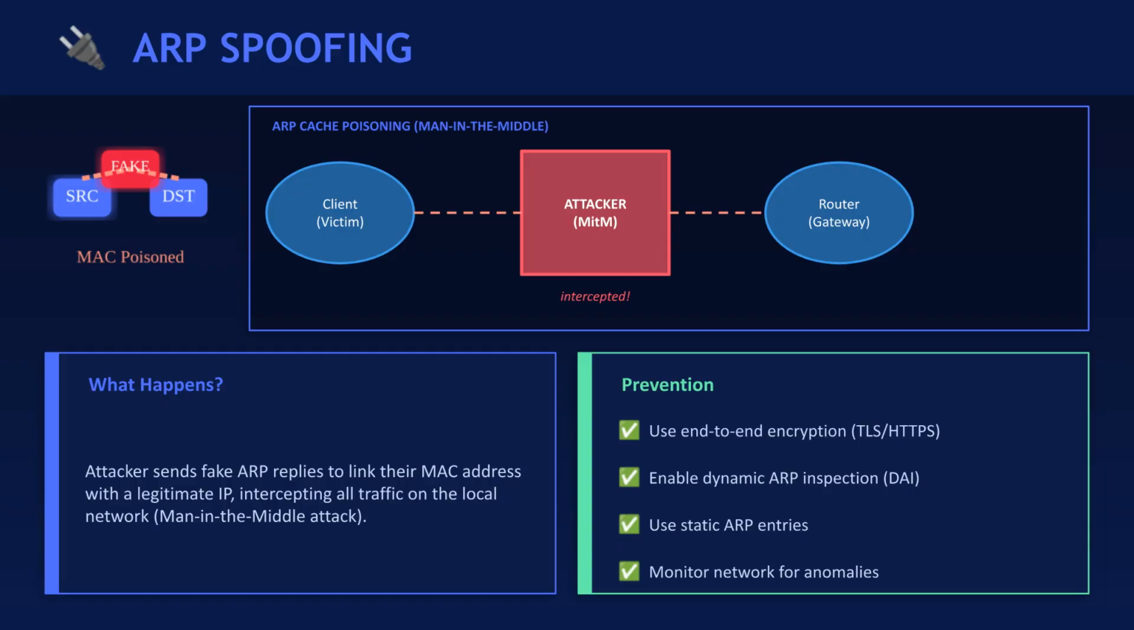ARP spoofing is a man-in-the-middle attack where the attacker links their MAC address to a legitimate IP on the local network to intercept traffic. Use end-to-end encryption and enable dynamic ARP inspection to prevent this.